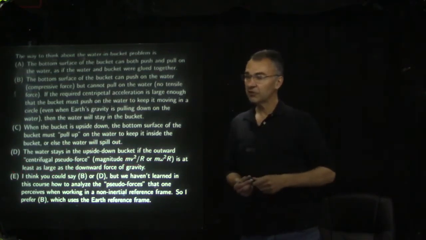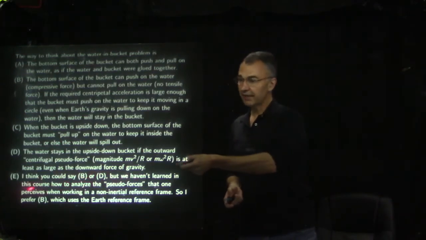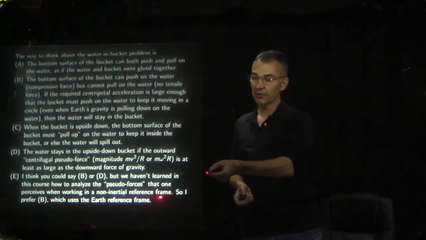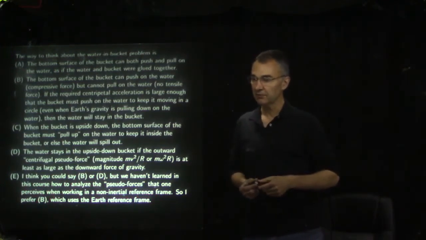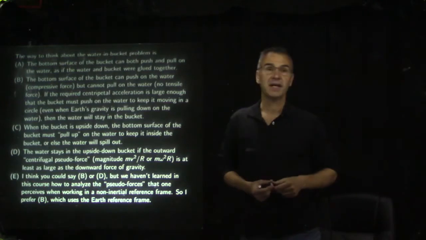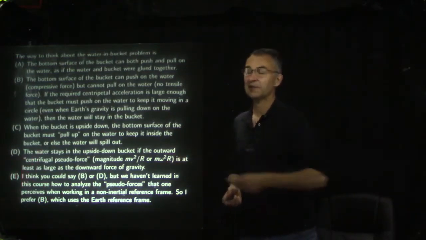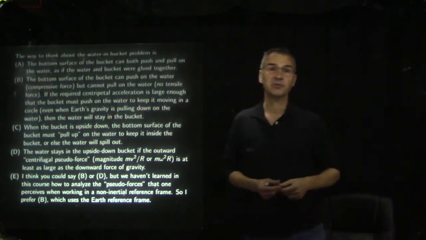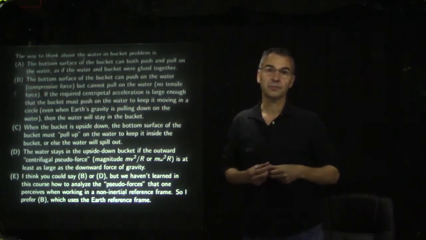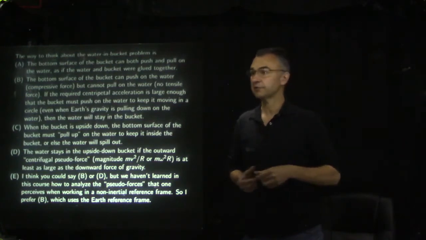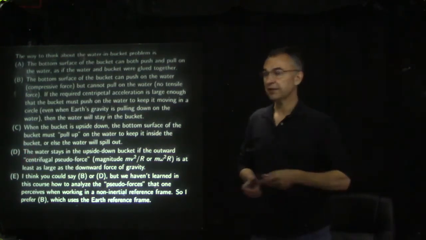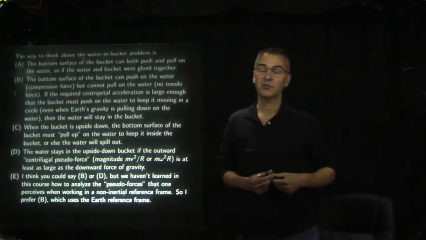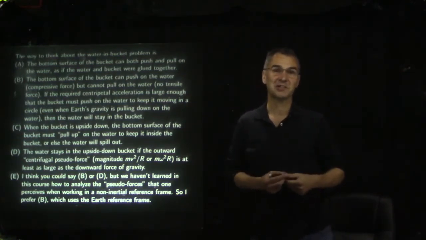I think you could say B or D, but we haven't learned in this course how to analyze pseudo forces that one perceives when working in a non-inertial reference frame, so I prefer B, Bravo, which uses Earth's reference frame. I think I like E here, Echo. So I like this explanation. This is the way you explain it from the perspective of looking from the room, from the classroom perspective. From the perspective of the water itself, you could say D, Delta, but we don't know how to do that in this course unless you really carefully followed my digression a few minutes ago.